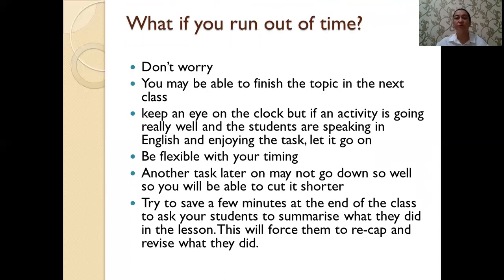What if you run out of time? Don't worry, you may be able to finish the topic in the next class. Keep an eye on the clock, but if an activity is going really well and the students are speaking in English and enjoying the task, let it go on. Be flexible with your timing. Another task later on may not go down so well, so you will be able to cut it shorter.